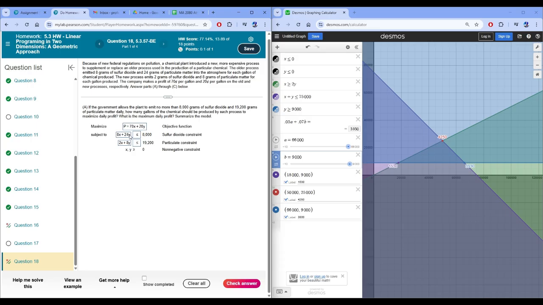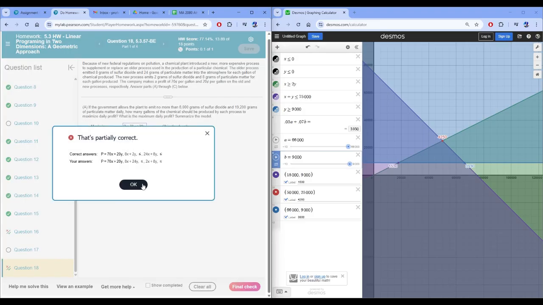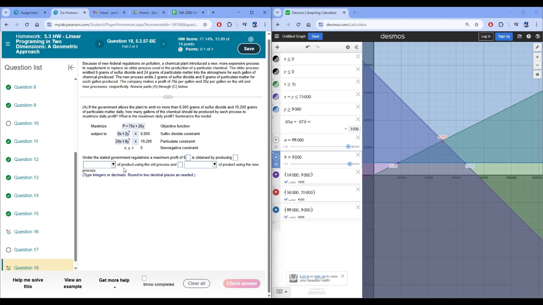No. Where did I get it wrong this time? Oh, I switched the y's. I just switched them. Everything else was right. 8x plus 24y. Yeah, I switched my two variables. I got it. You combine the 8 and the 2, you combine the 24 and the 8, and you get those equations. Under the stated constraints, they would make a profit of, boom, so now I'm just going to go ahead and graph that.